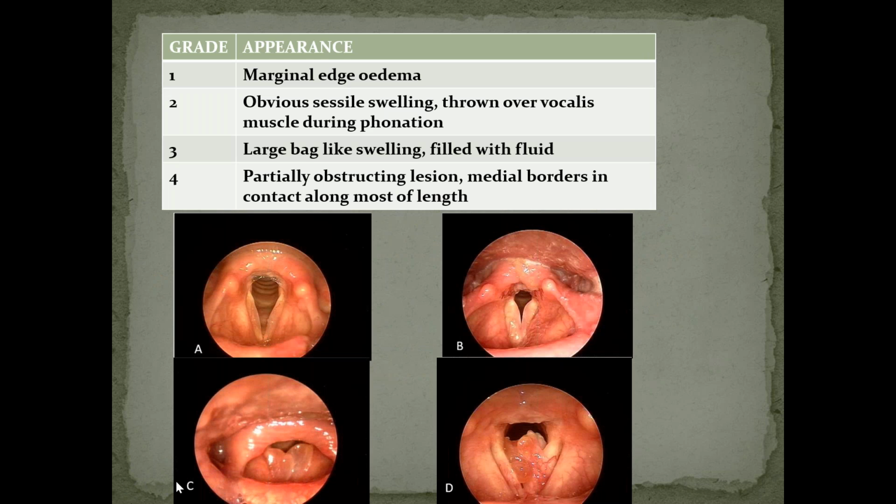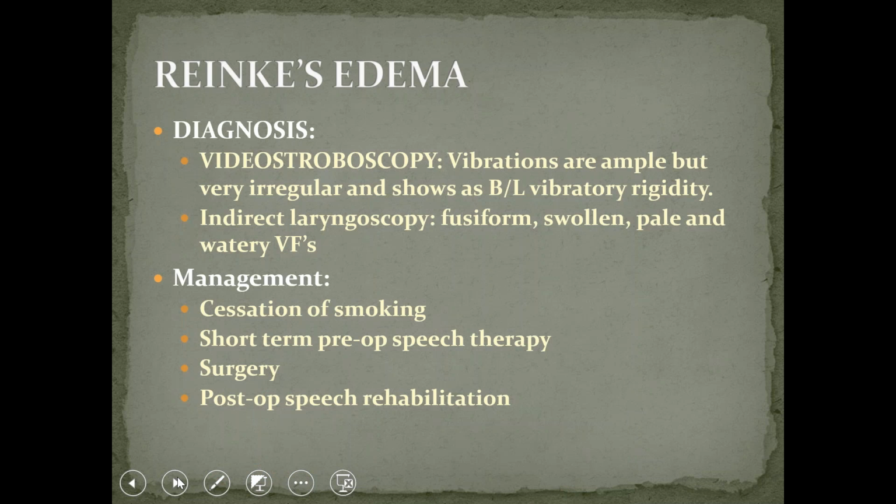So there is a grading for this Reinke's edema. Grade 1 is marginal edge edema. You can see in this picture only marginal edema. Grade 2 is obvious sessile swelling. This is grade 2. Grade 3 is large bag-like swelling, and grade 4 is a partially obstructing lesion in the medial borders of the vocal cords. Diagnosis is by directly seeing the edematous vocal cords on video laryngoscopy.